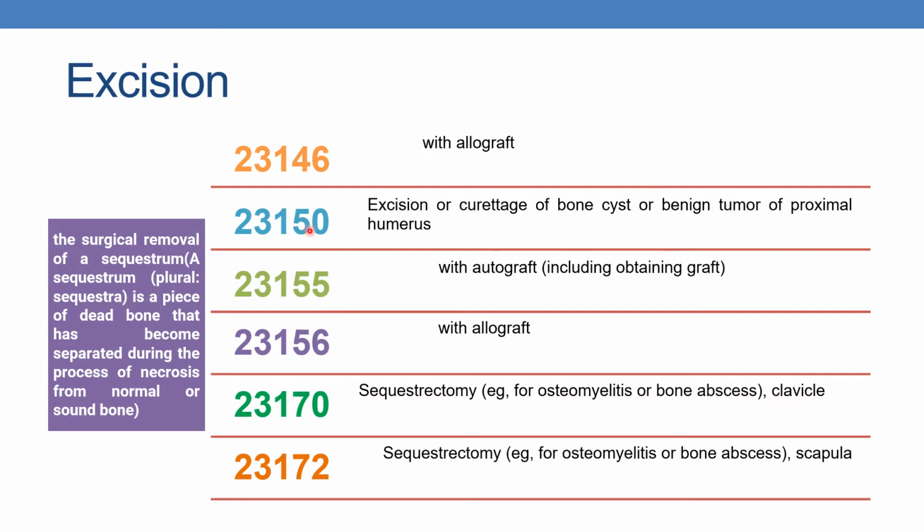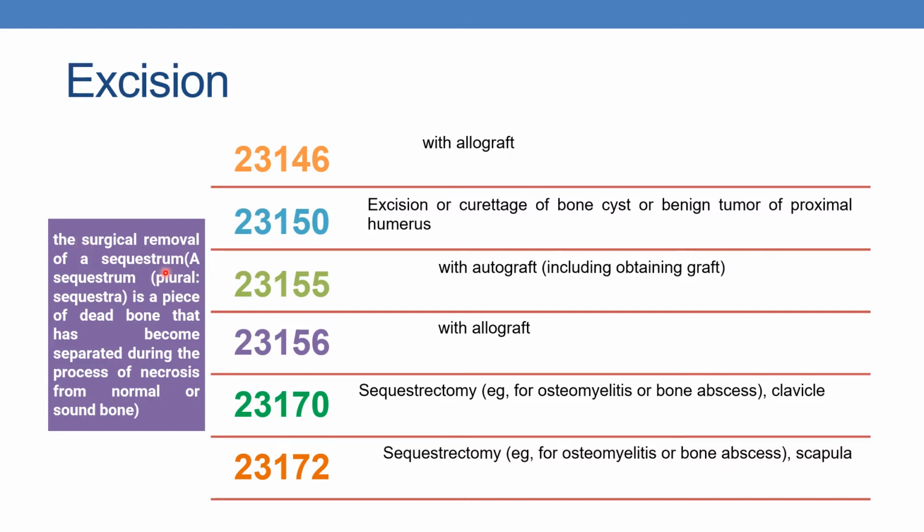The next CPT is 23150, excision or curettage of bone cyst or benign tumor of proximal humerus. With autograft is given by 23155 and with allograft is given by 23156. The next is 23170, sequestrectomy. Example for osteomyelitis or bone abscess clavicle.